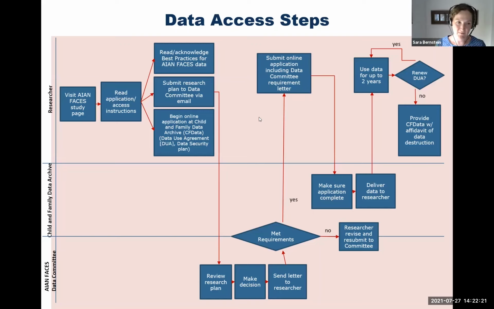The Child and Family Data Archive would make sure the application is complete, and then, assuming that it is, deliver the data to the researcher, where there's a term of use for up to 2 years. Either the data use agreement needs to be renewed for continued use, or if the data is not needed for continued use, then the researcher would need to provide the archive with an affidavit of data destruction.